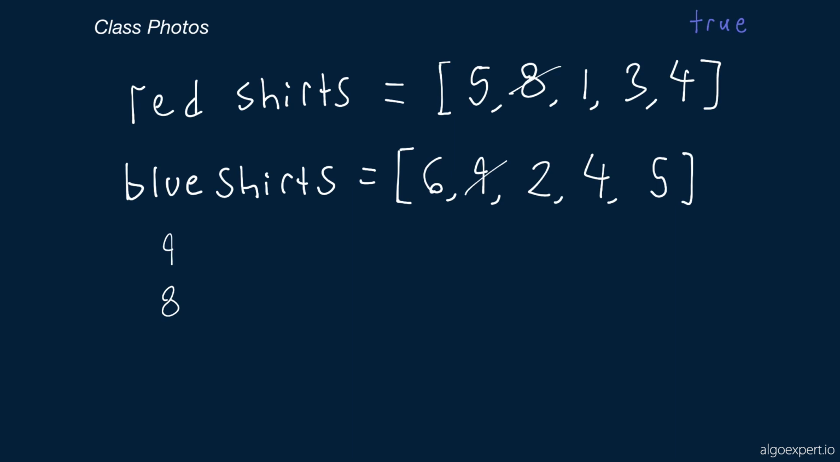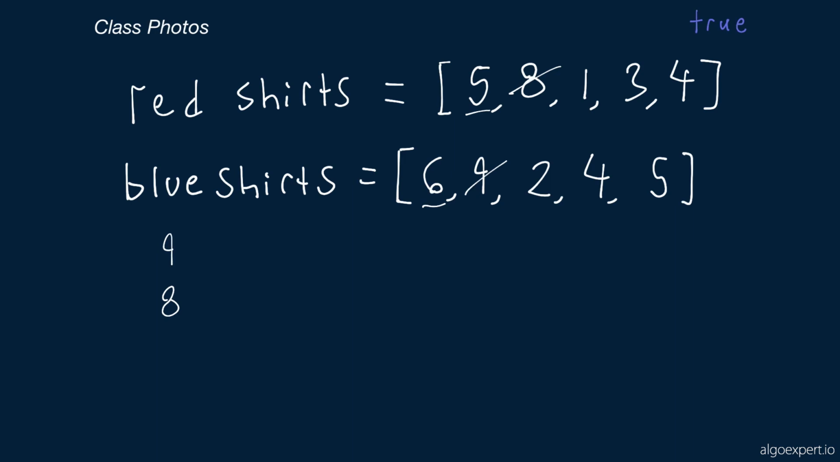So now that we've placed the tallest student, we need to place the second tallest student, because the second tallest student is going to be the second hardest student to place. So we find the tallest student in our red shirts, which is 5. And then we find the tallest student in our blue shirts remaining, the ones that we haven't already placed.